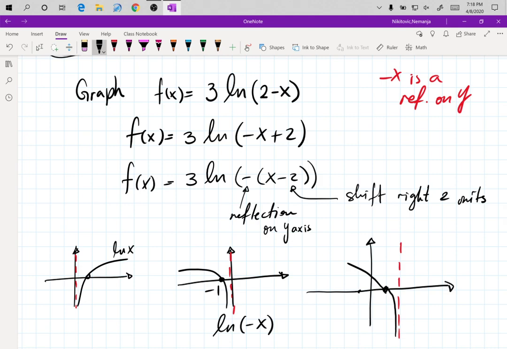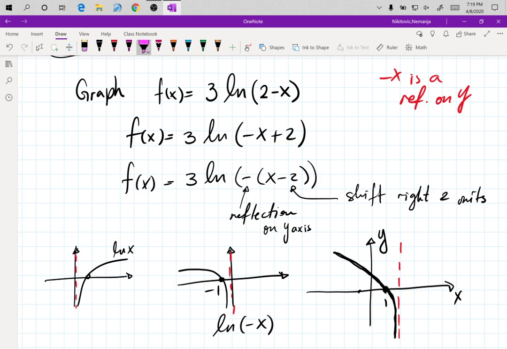I can't bend my arm to draw this. Something like this. It's terrible, but there we go. It goes through 1. Now, if you don't trust me, just go on Desmos, type it in, right?